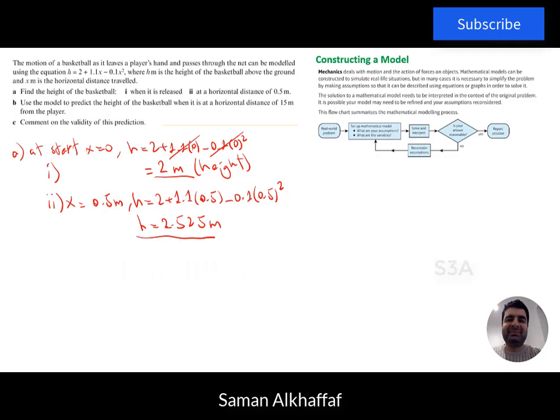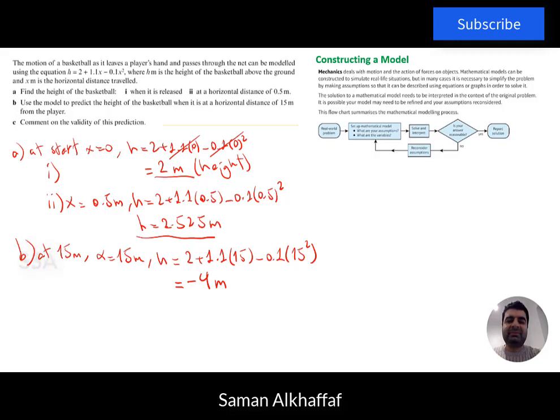For part B, we're asked to use the model to predict the height of the basketball when it is at a horizontal distance of 15 meters from the player. So in this scenario, x will equal 15 meters, and we will plug that into the expression. So that will be 2 plus 1.1 multiplied by 15 minus 0.1 multiplied by 15 squared. Plugging in this value, it will give us h to be equal to minus 4 meters.